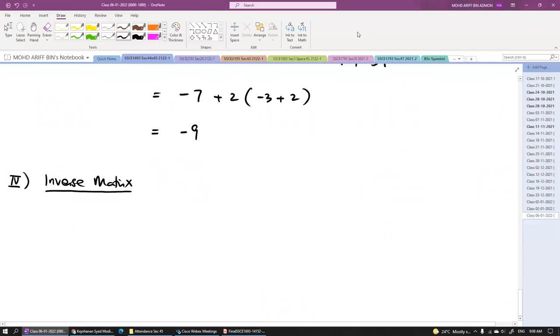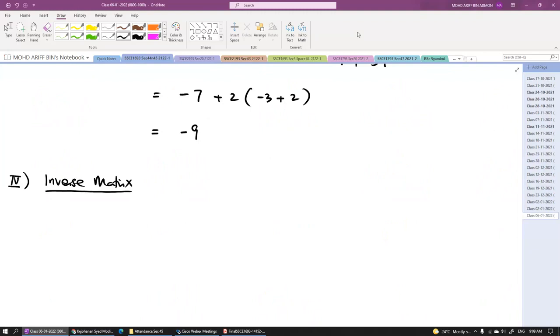Okay, most of the time, the purpose of our inverse matrix is that we want to solve a system of linear equations. When you have a system of linear equations and convert it into matrix form AX = B, you may use the inverse to solve that system.